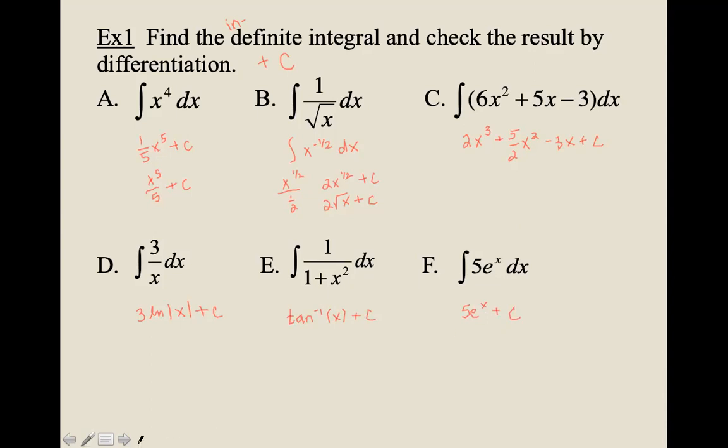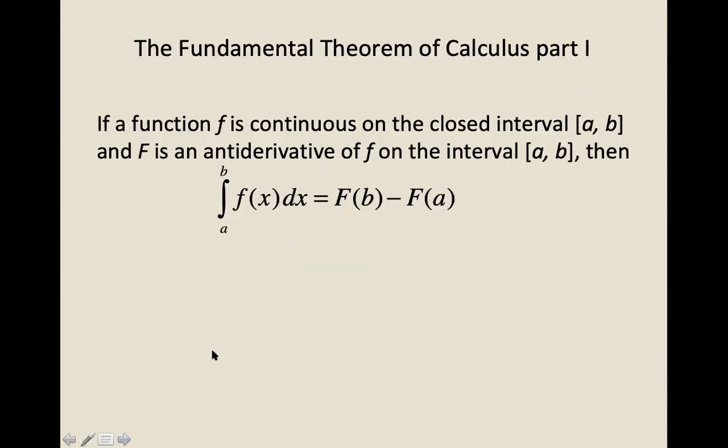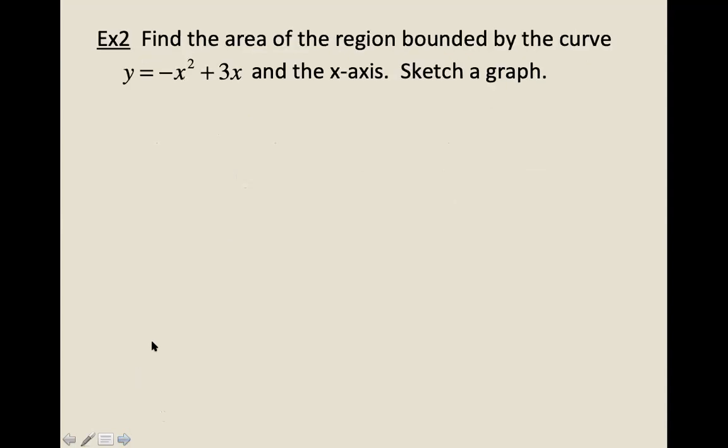All right, let's look at our next slide. The fundamental theorem of calculus part 1 says if f is continuous on the closed interval and F is an antiderivative on the interval, then the integral from a to b of f of x dx, if I find the antiderivative, we call that big F, I can evaluate that as F of b minus F of a. And we've done a few of these, and hopefully you saw these in the six videos that Mark did. Hopefully you saw that. So let's look at an example.